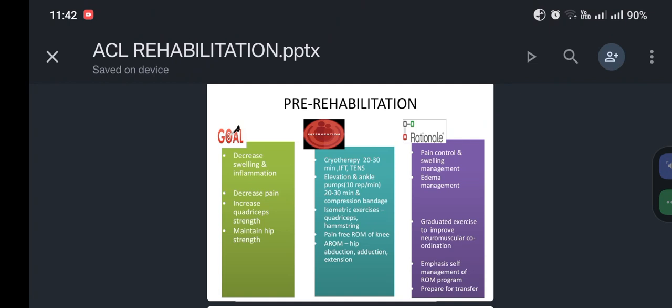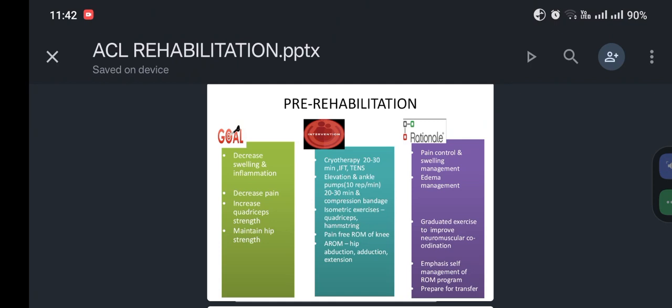Then the second goal will be to decrease pain. For that also we can apply ultrasound, IFT or TENS. Then the third goal will be to increase quadriceps strength. For that, in pre-rehabilitation, we will do minimal intensity isometric exercises of quadriceps and hamstring, that is quadriceps setting exercises and hamstring setting exercises, to improve neuromuscular coordination and function.